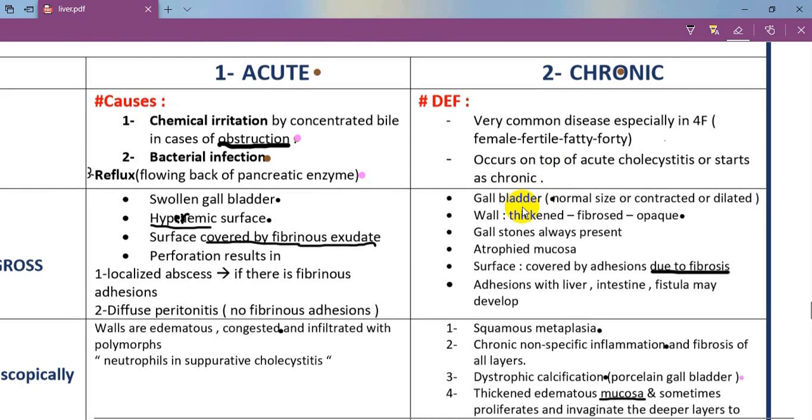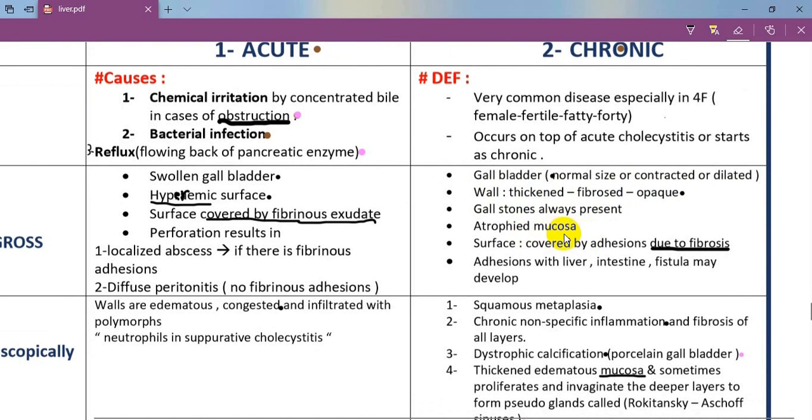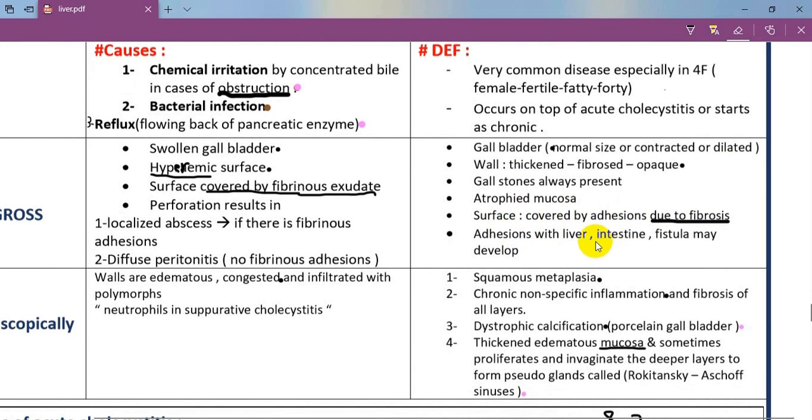Grossly, you can see a gallbladder that is normal in size, contracted, or dilated. The wall will be thickened, maybe due to muscular hypertrophy, fibrosed and opaque. Gallstones are always present, as we have mentioned above, with atrophy of the mucosa. The surface, due to fibrosis, is covered by adhesions. Adhesions with the liver or intestine, and if it occurs with the intestine, it may lead to fistula.